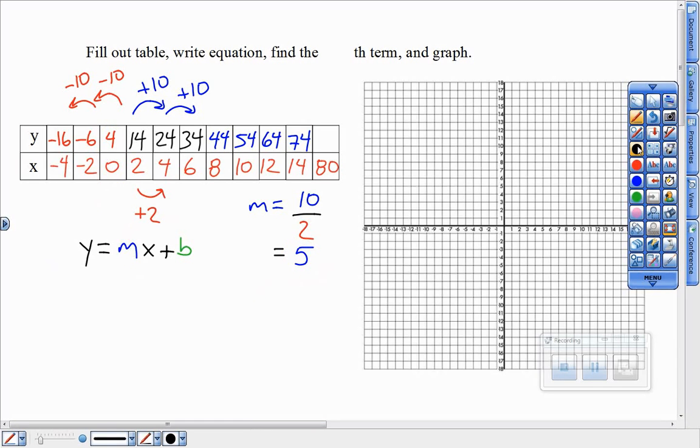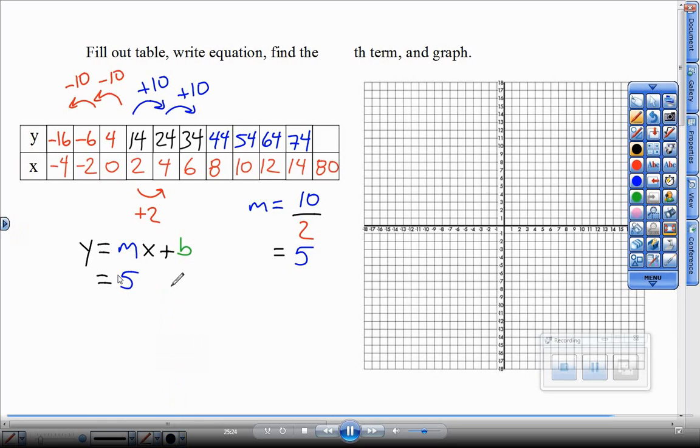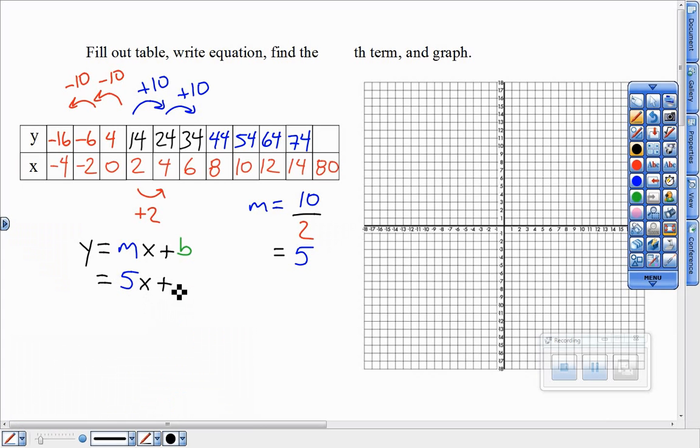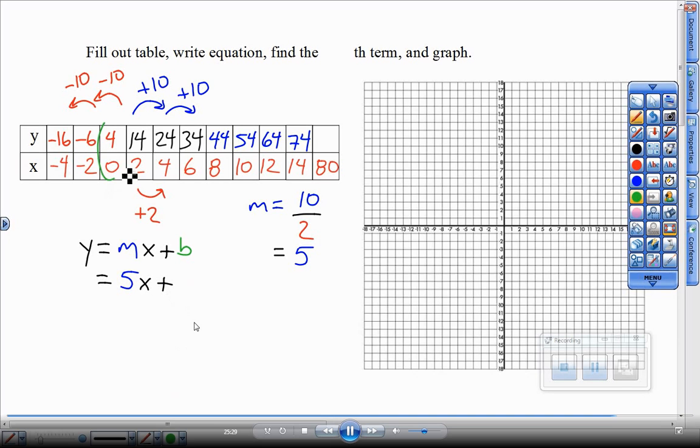So for this equation, to find the 80th term and to use the preferred method to graph, my equation is 5x plus 4. And I could use this equation right here to either graph it quickly by finding the y-intercept, which is 4 on the y-axis, and use my rate of change, which is 5 over 1: over 1 up 5, over 1 up 5, down 5, left 1.